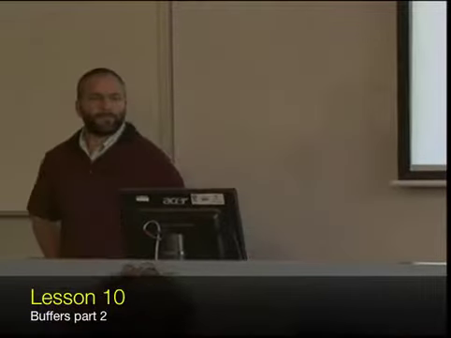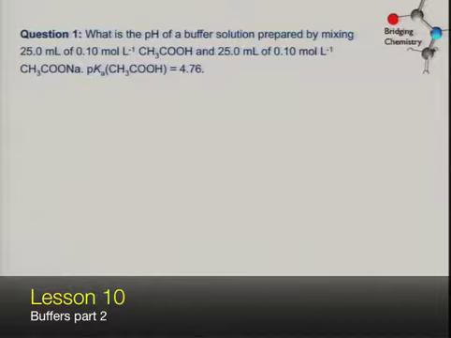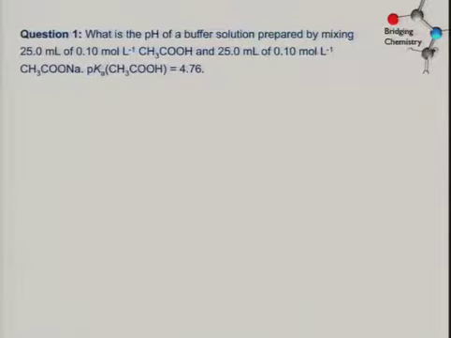So question number 1. What is the pH of a buffer solution prepared by mixing 25 mL of 0.10 moles per litre ethanoic acid and 25 mL of 0.10 moles per litre sodium ethanoate? And then you're told that the pKa of ethanoic acid is 4.76.